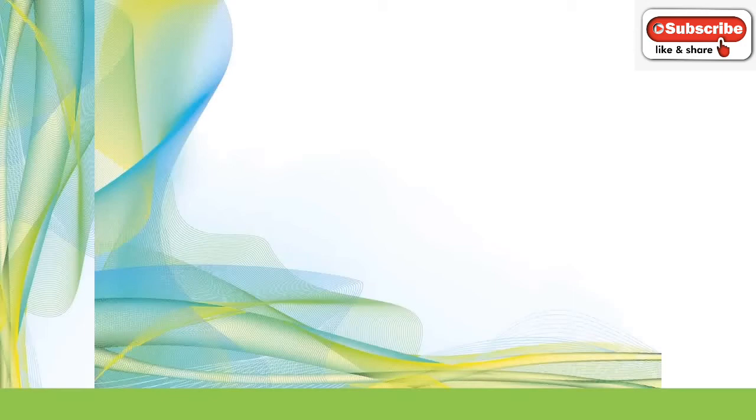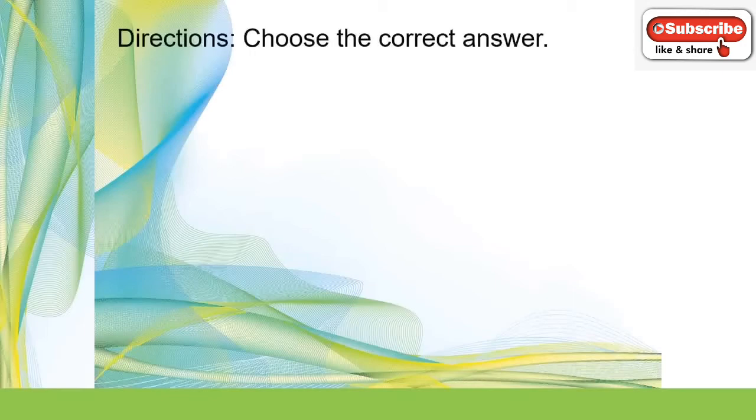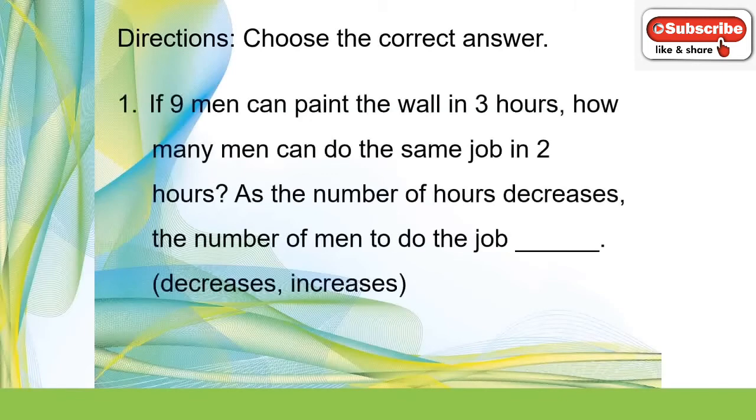Please write your answer in your math notebook. Directions: choose the correct answer. Number 1. If 9 men can paint the wall in 3 hours, how many men can do the same job in 2 hours? As the number of hours decreases, the number of men to do the job blank decreases or increases. Write your answer now. Time is up. The correct answer is increases.